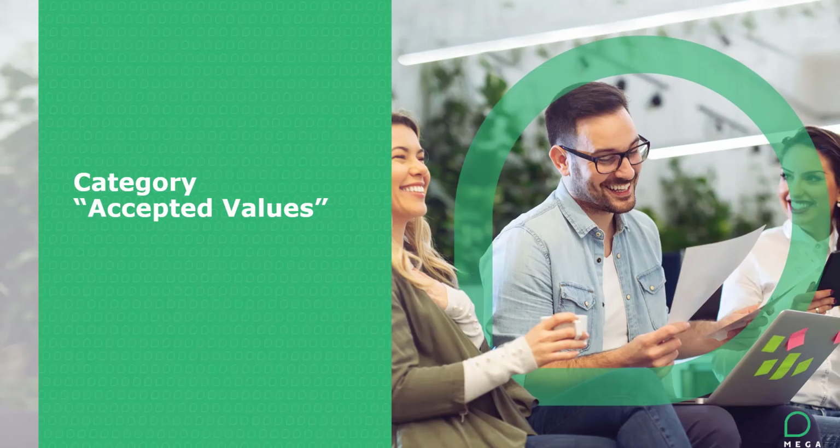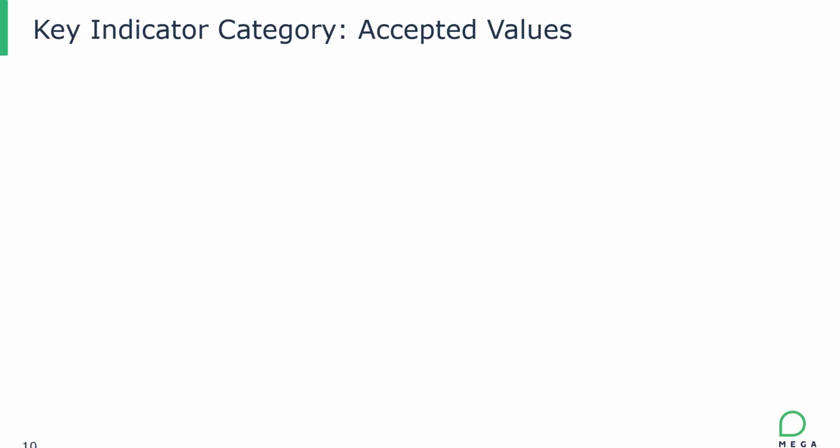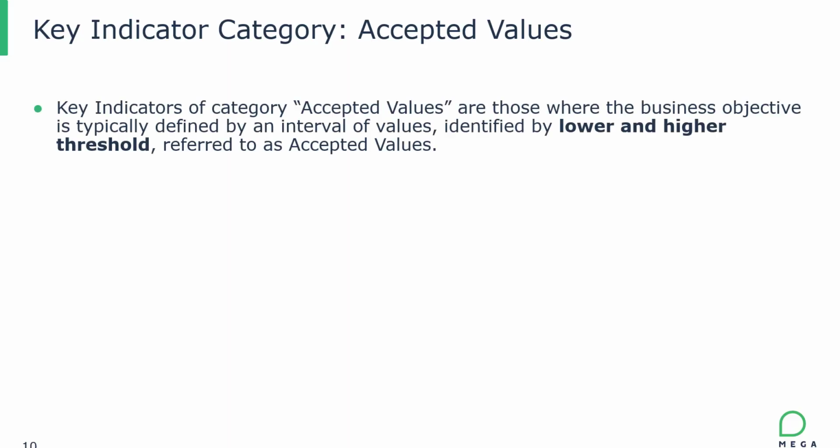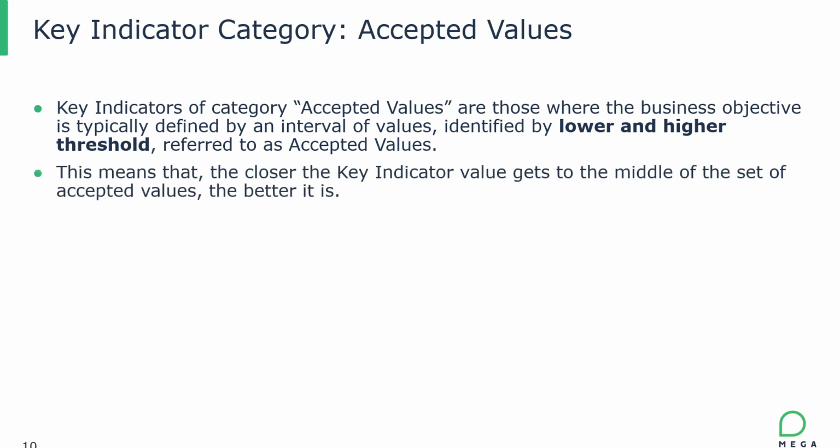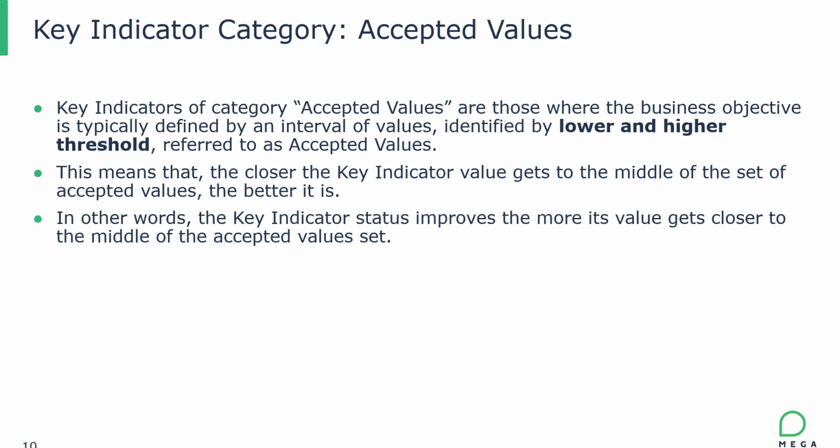Let's now consider the category of accepted values. Key indicators of category accepted values are those where the business objective is typically defined by an interval of values, which is identified by lower and higher threshold, and this set of values is referred to as accepted values. This means that the closer the key indicator value gets to the middle of the set of accepted values, the better it is. In other words, the key indicator status improves the more its value gets closer to the middle of the accepted value set.